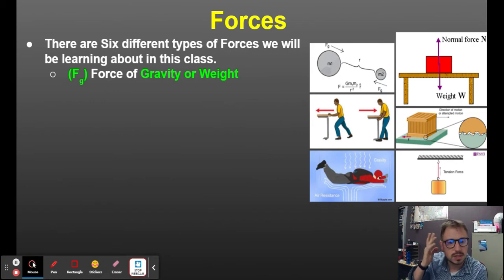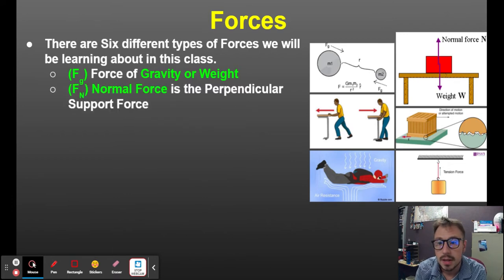So the six types of forces that most books talk about are these. Sometimes these forces are split up into different ones, sometimes they add another one, but these are the main ones that cover most of the forces in everyday life. So there is gravity, or weight. There is the normal force. That's that perpendicular support force.